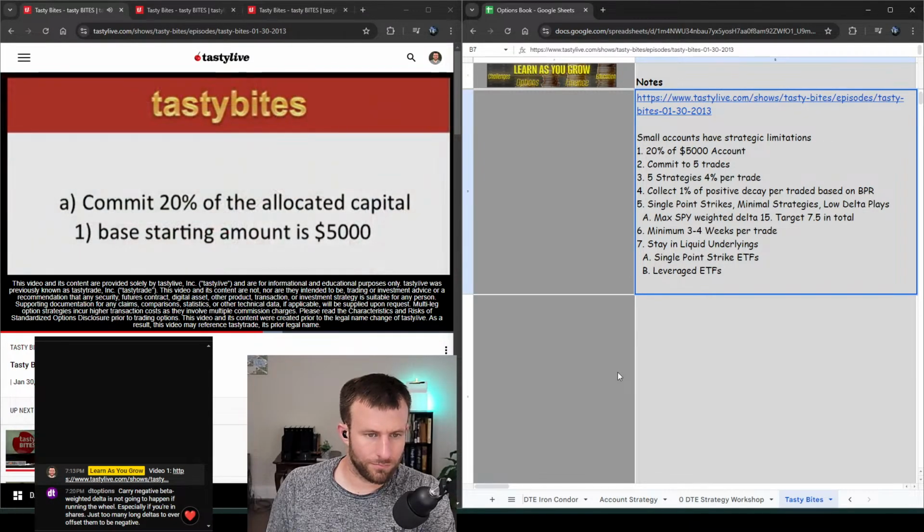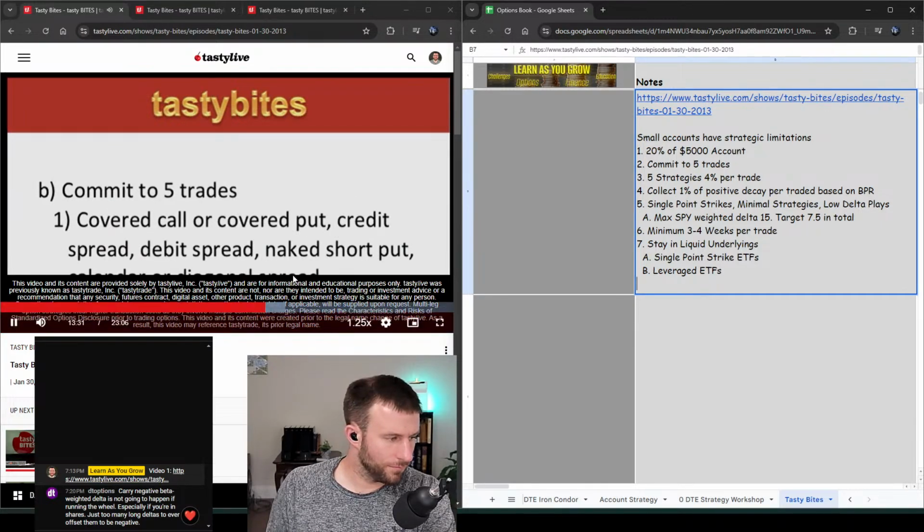Commit 20% of the allocated capital. The base starting capital here is $5,000. So the commitment is I'm determined to commit $1,000. Okay. Second one, I'm committing to 5 trades. That's an average of $200 per trade, or 4% per trade.